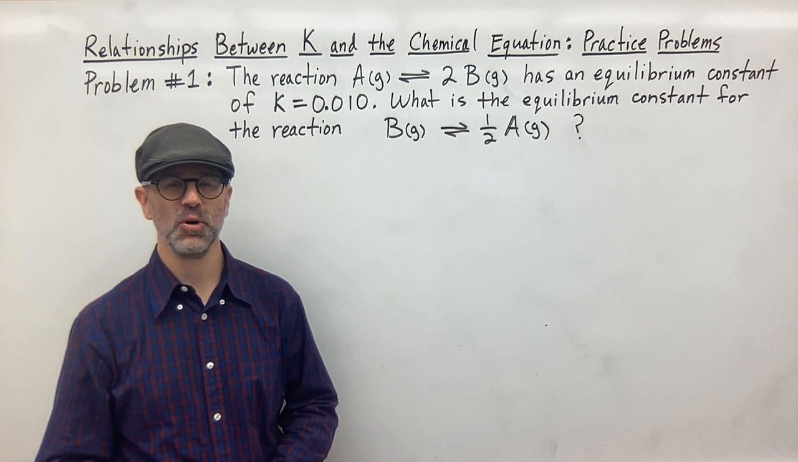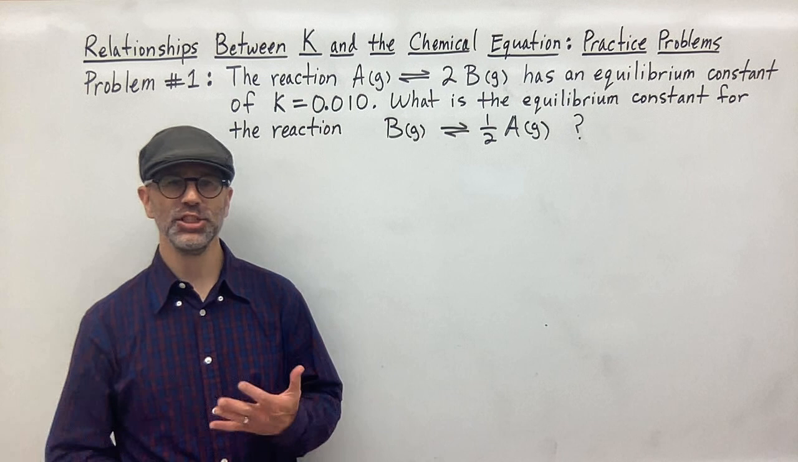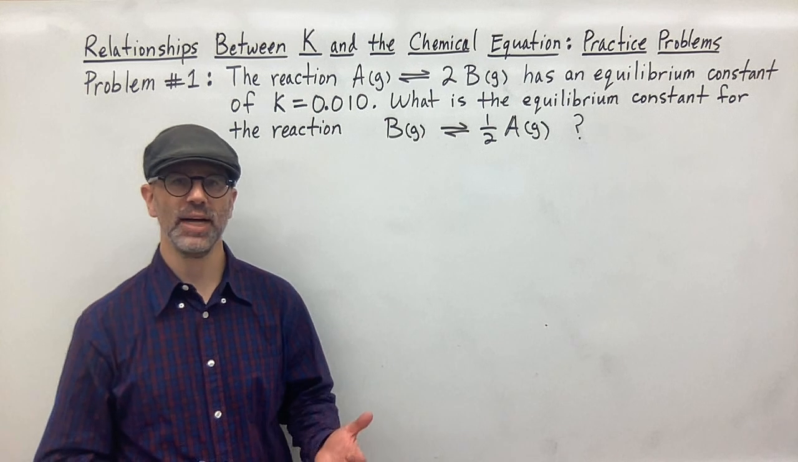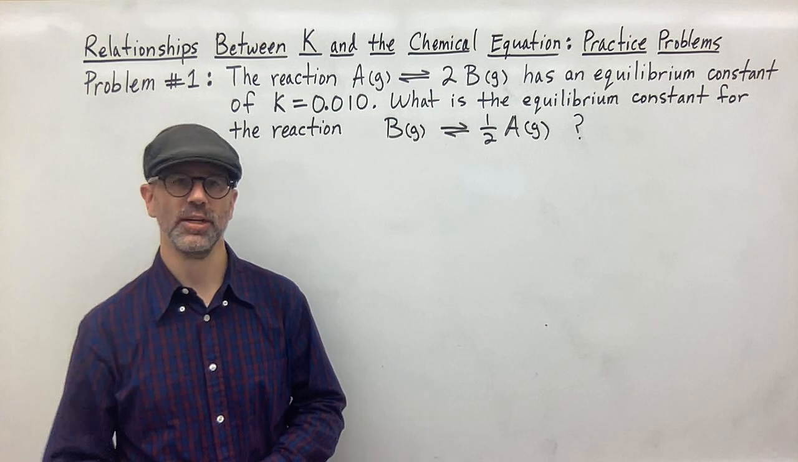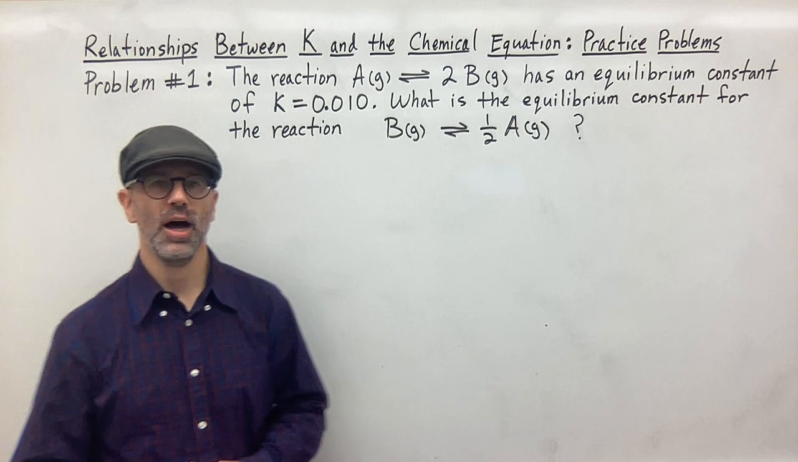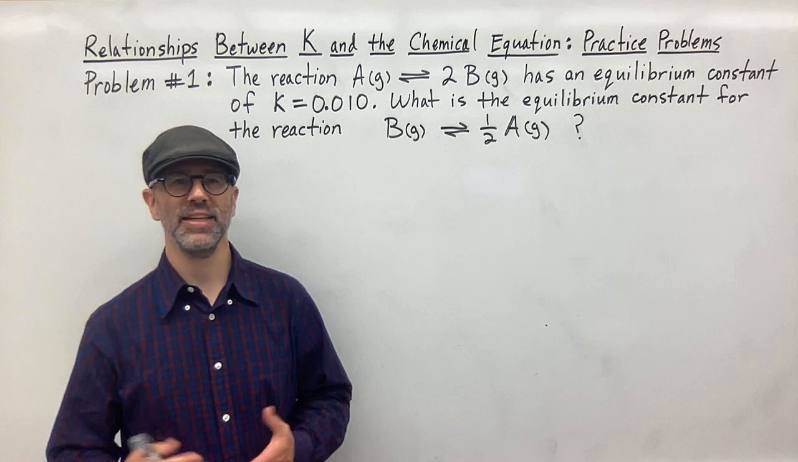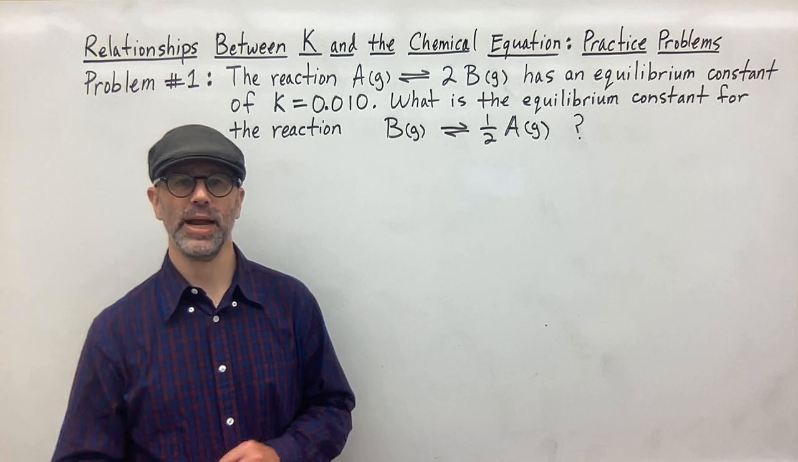My name is Mr. Cobalt, and in this video I'm going to be going over relationships between your equilibrium constant and the chemical equation. I'm going to go over some practice problems in this video and some other videos that I'll be shortly doing. So what do I mean by this relationship between K and the chemical reaction?